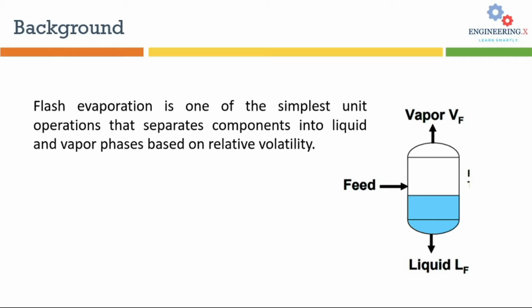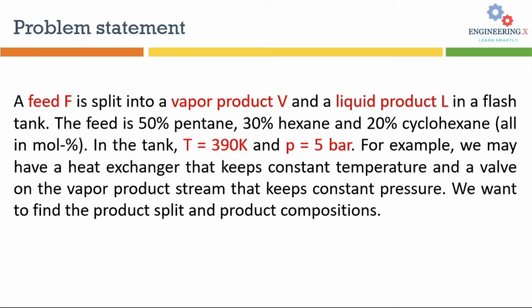Let's familiarize ourselves with this important concept by solving this problem in HYSYS. The problem statement is: a feed F is split into a vapor product V and a liquid product L in a flash tank. The feed is 50% pentane, 30% hexane, 20% cyclohexane, all of them in mole percent. In the tank, the temperature is 390 Kelvin and pressure is 5 bar.